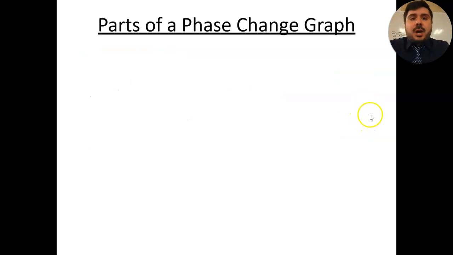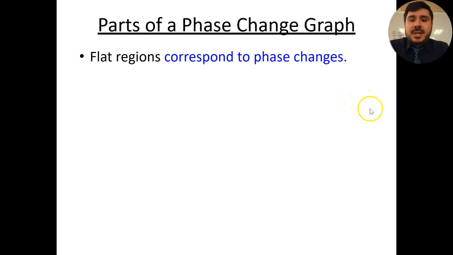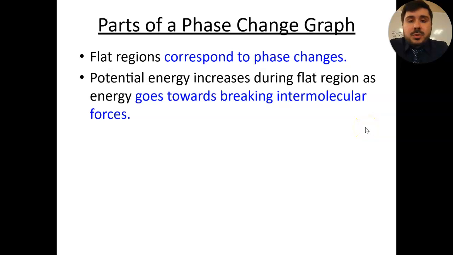Now, phase change diagrams, phase change graphs, are what we use to represent that and view this happening. I'm going to go into detail about some of the notable parts of a phase change graph so you can look at it in our next slide here. But for starters, guys, the horizontal flat regions correspond to phase changes. In those regions, potential energy increases, as all that heat energy goes towards breaking intermolecular forces.